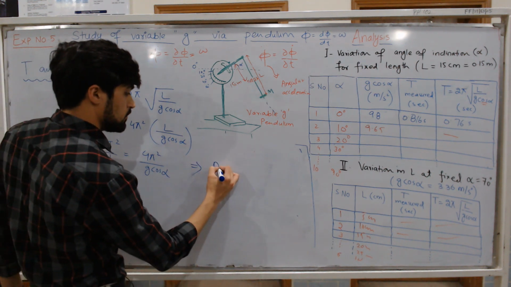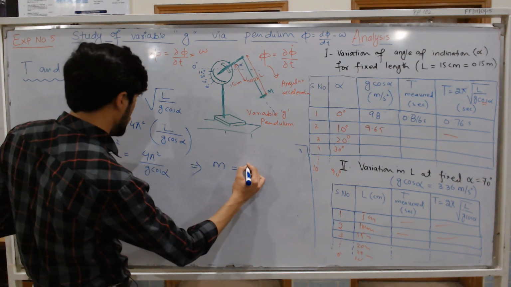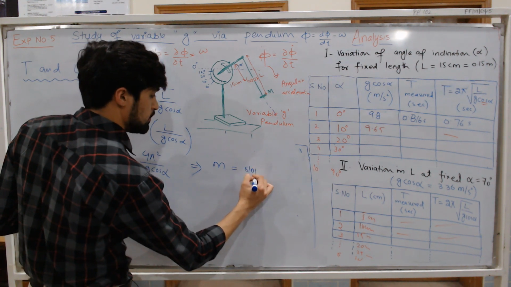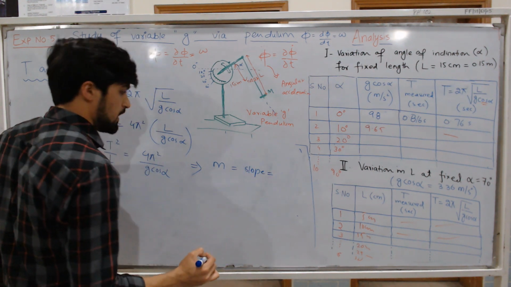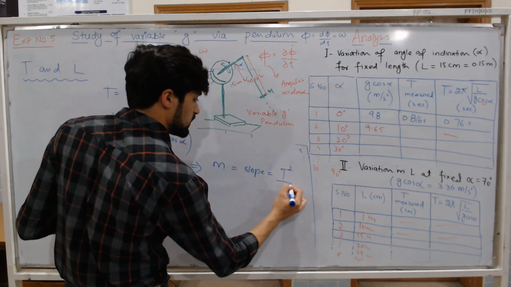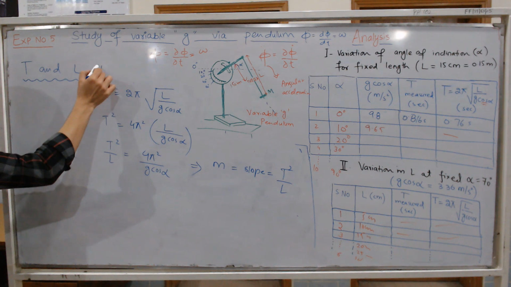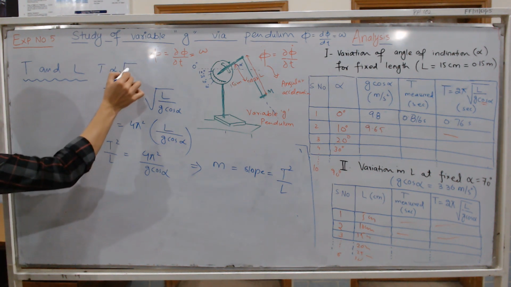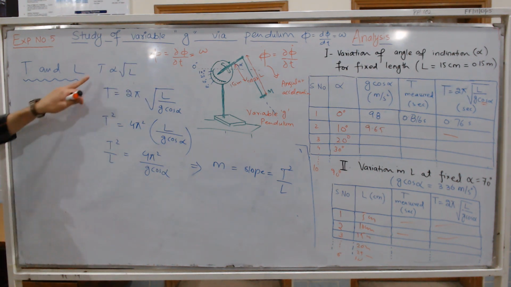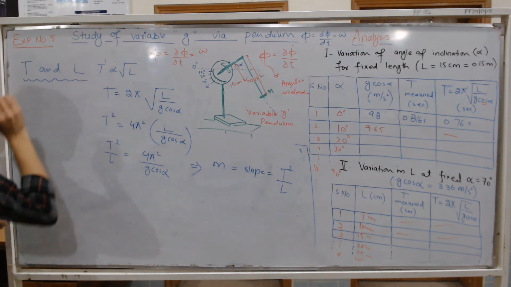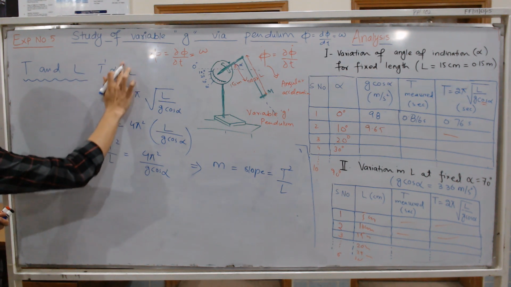Now this T square by L is actually the slope. How? This T square by L is the slope. This is not mass, keep in mind this is the slope; slope is normally represented by m. This is the time period square over the length of the pendulum. Now we know that the time period is directly proportional to the square root of L. So if I draw a graph between the time period and the length, it will not be a linear relation, because here the degree is 1 and here the degree is 1 by 2.